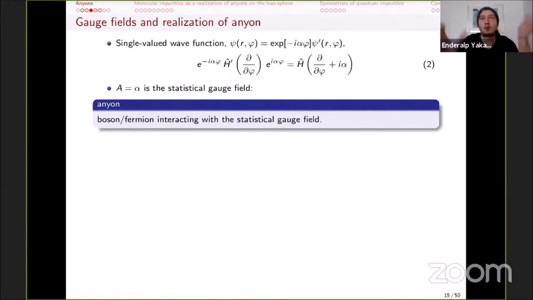Okay, but of course, we know we live in at least a 3+1 dimensional world.